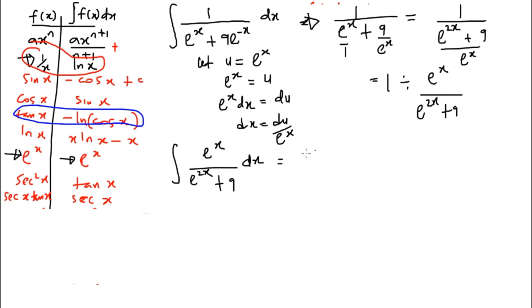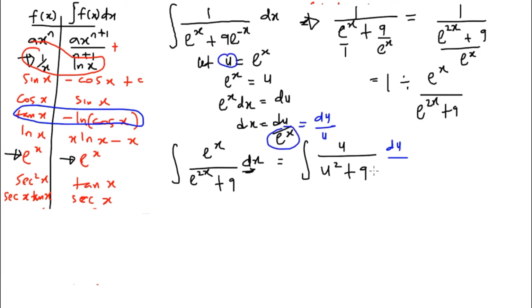Now I have substituted e^x as u, so I will have the integral of u upon u squared plus 9. Then instead of having the dx right here, I will substitute dx as du upon e^x. Don't forget that since e^x has been substituted as u, I can replace it here as u, so u can cancel out with u. So the question has been reduced to what? The integral of du upon u squared plus 9.